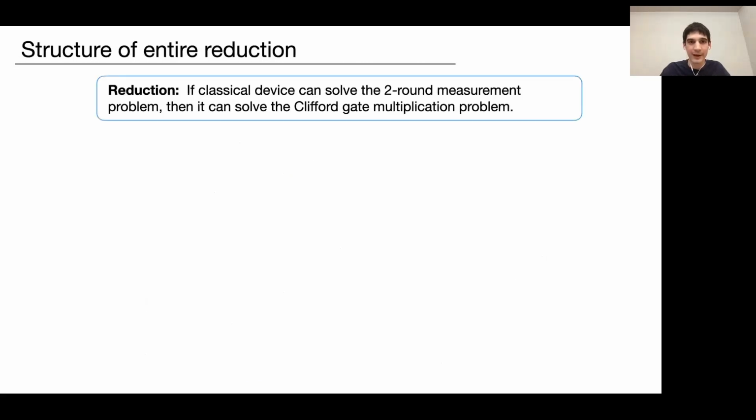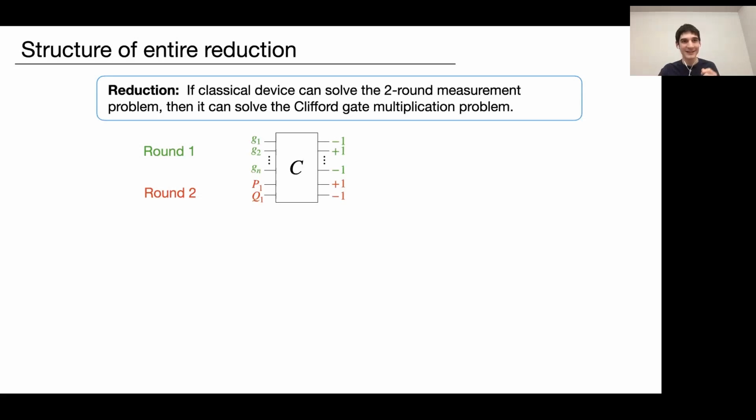So I've prepared one final slide here about the reduction, just as a summary. Once again, the idea of the reduction is we have some classical device which is solving this 2-round measurement problem by supposition, and we're going to use it to solve the Clifford gate multiplication problem. Imagine we have this classical device, and in round 1, we give it bases which correspond to the measurement-based computation of G1 up to Gn. The circuit outputs some measurement outcomes, and it commits to those outcomes. That's very important. Then in round 2, we ask it to measure one of these rows or columns of the magic square game that we saw earlier, and it reports the outcomes.